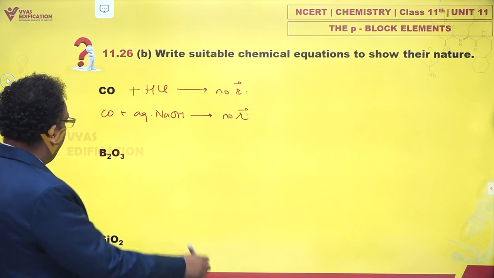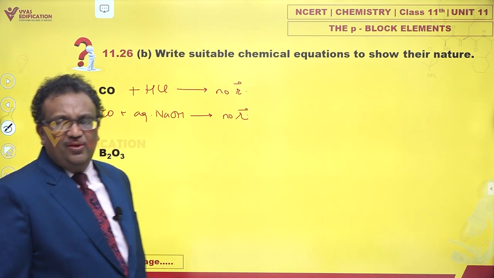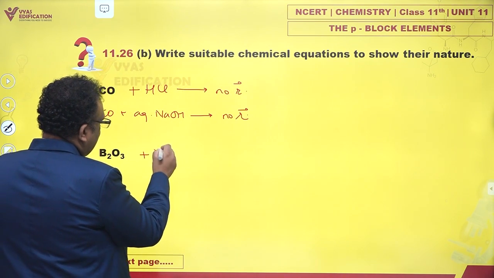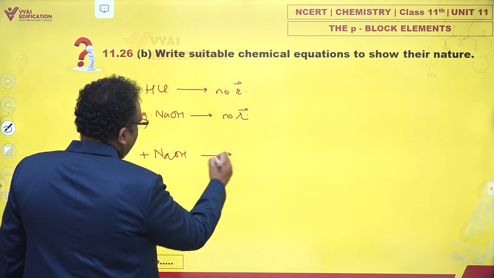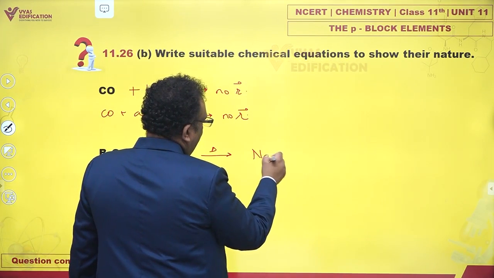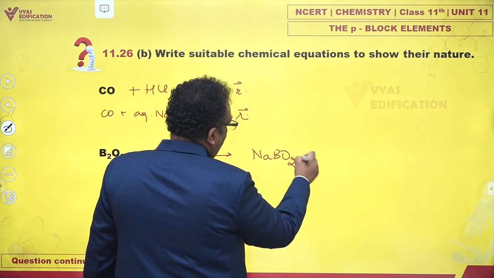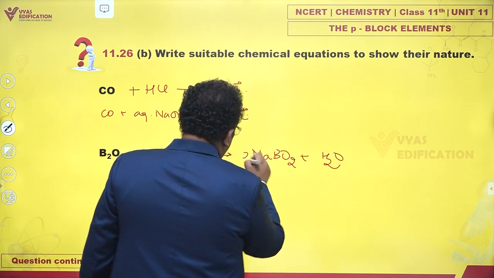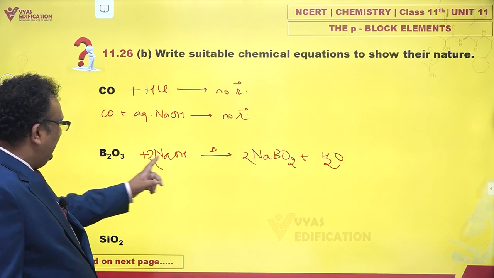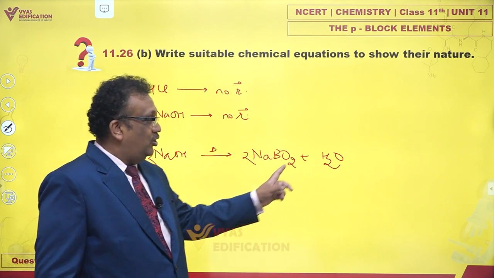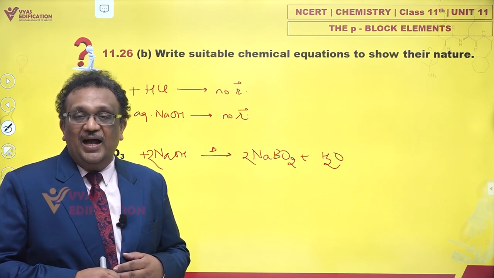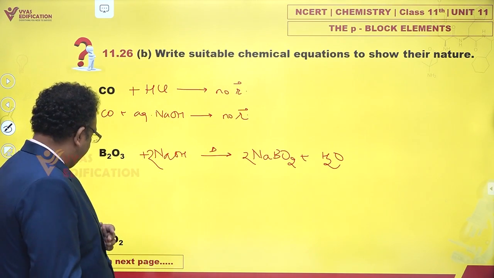B2O3 is an acidic oxide. Why? Because it reacts with a base. You take NaOH and you just heat it. It forms NaBO2, sodium metaborate, like this. So acid and base react to give you salt and water. So B2O3 is typically an acidic oxide.